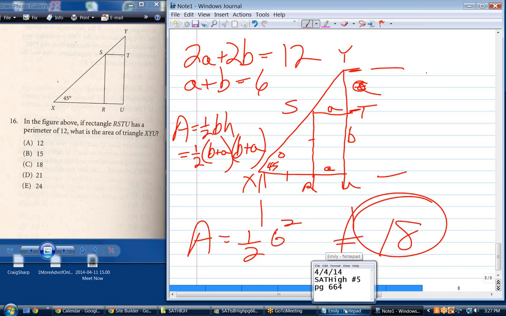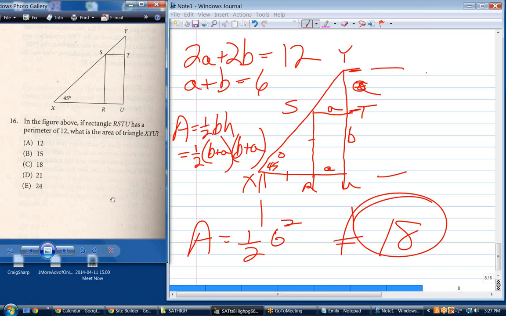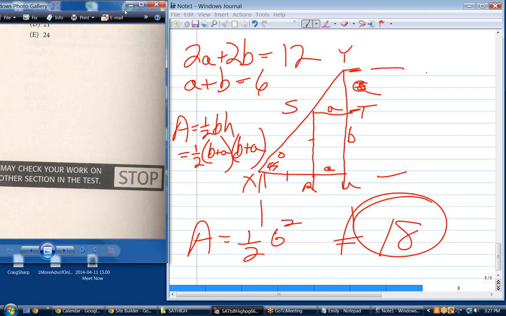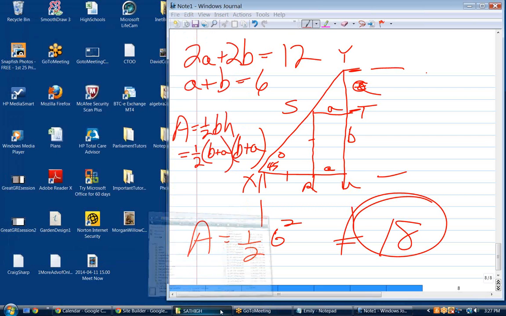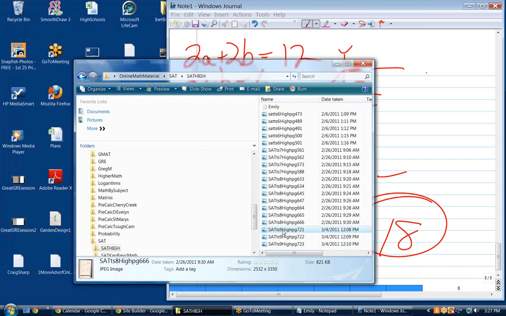Yay. Sometimes geometry is just magical when you see certain things that you didn't see before, and then it all falls into place. Ooh, that was 666 too. The sign of the devil.